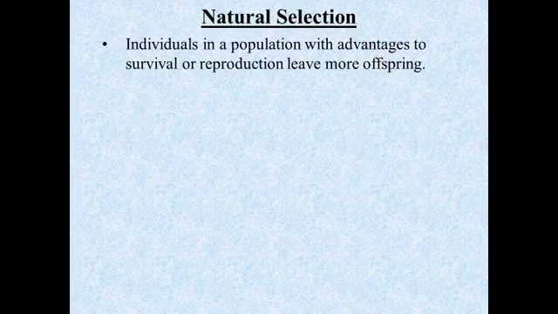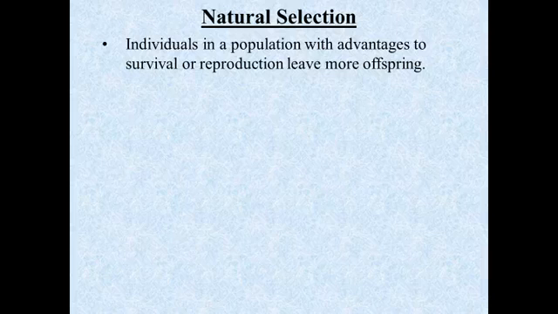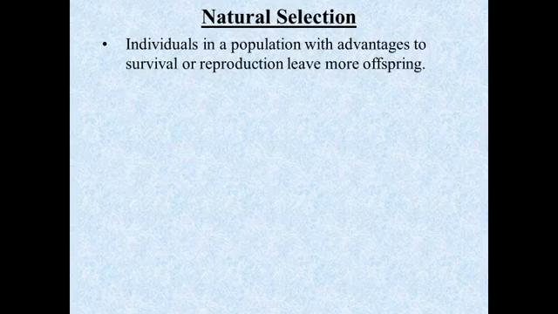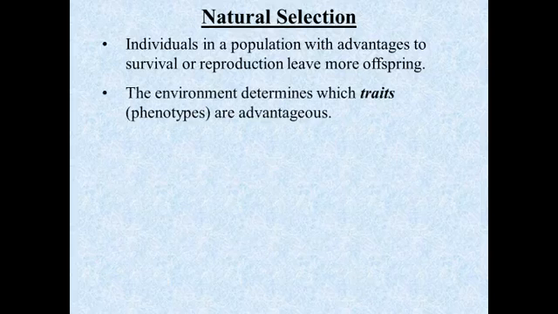Okay, so that brings us to our third way that we can change the relative frequency of alleles, and that is natural selection. Well, what is natural selection? Well, that is basically the process where individuals in a population that have advantages to survival, or some advantage that helps them to reproduce better, they leave more offspring. Well, if they leave more offspring, they will pass those traits on to those offspring, and that trait eventually becomes more common in the population.